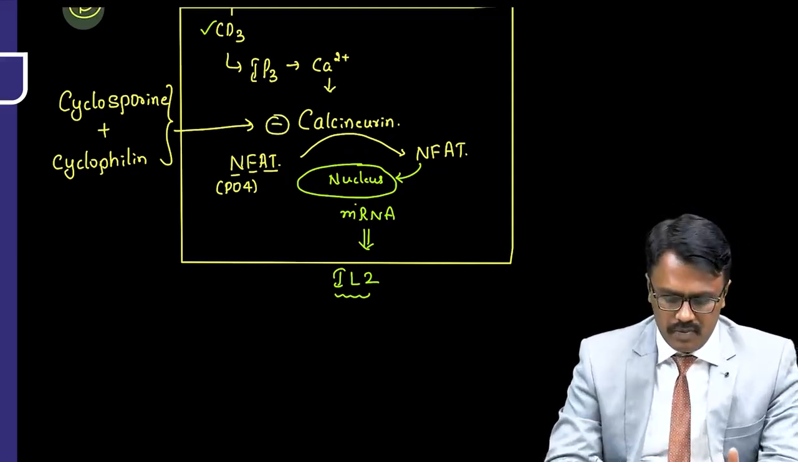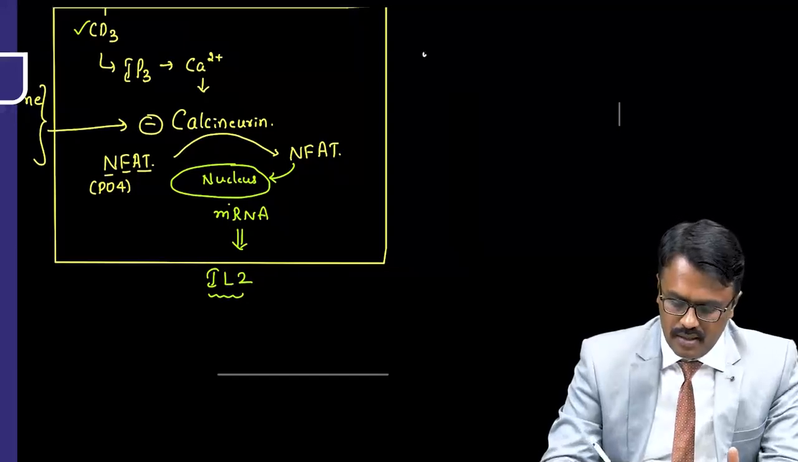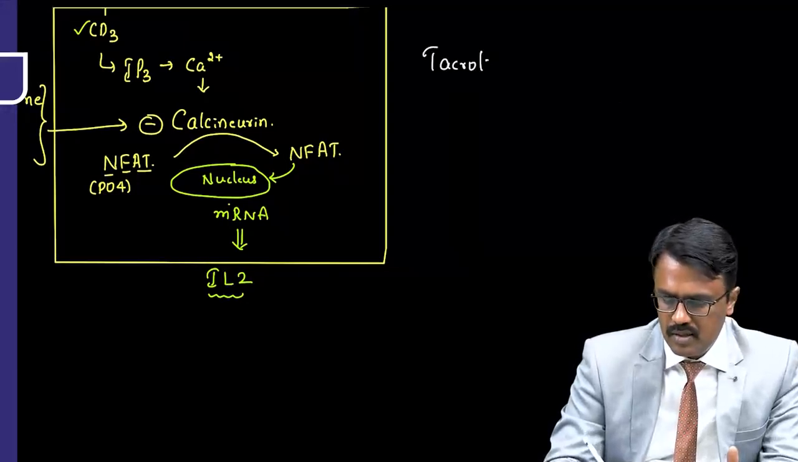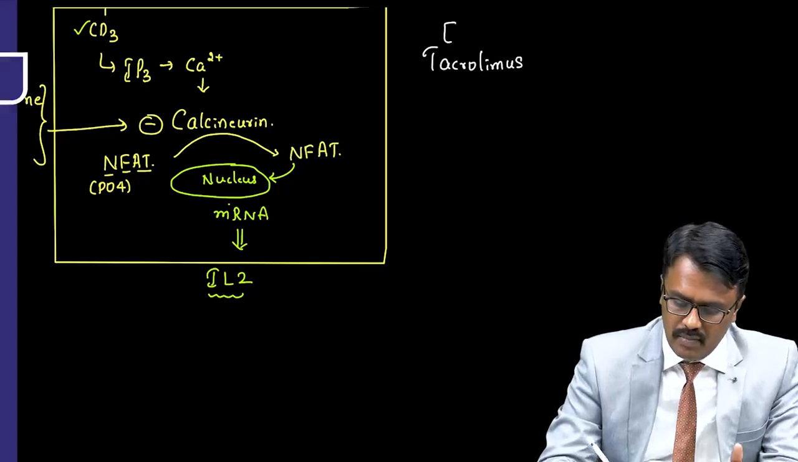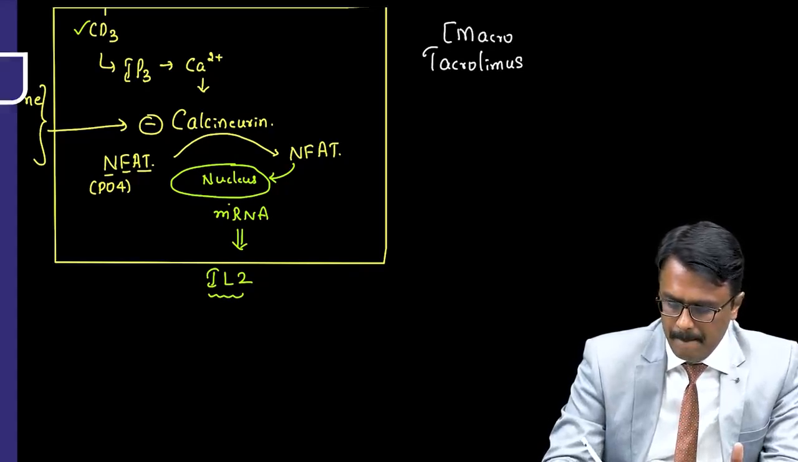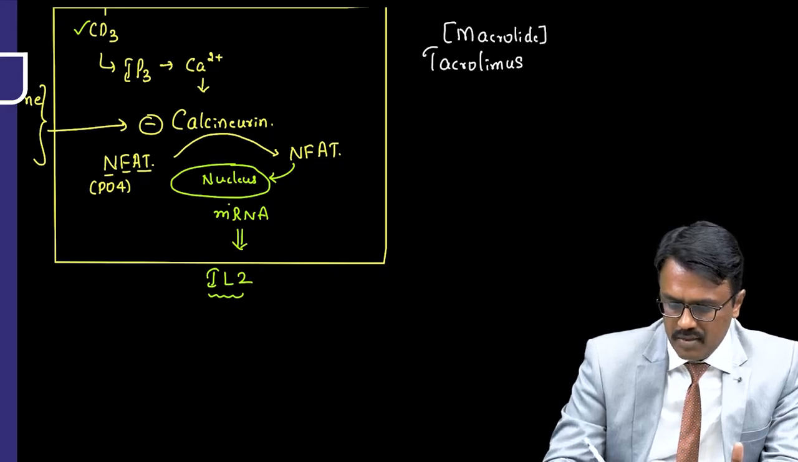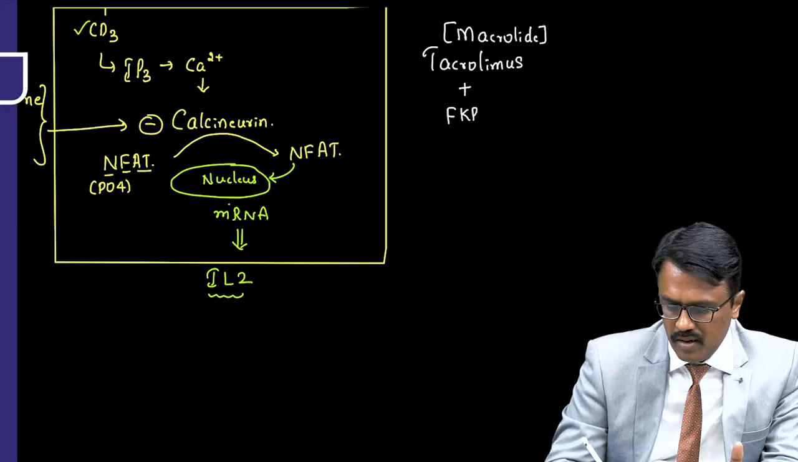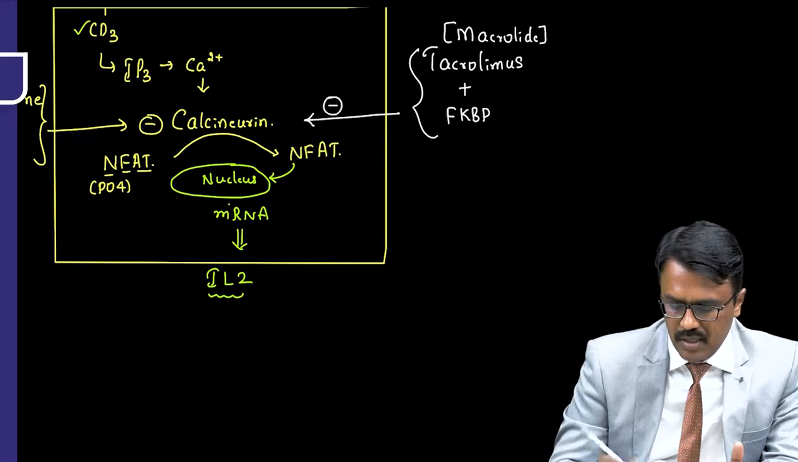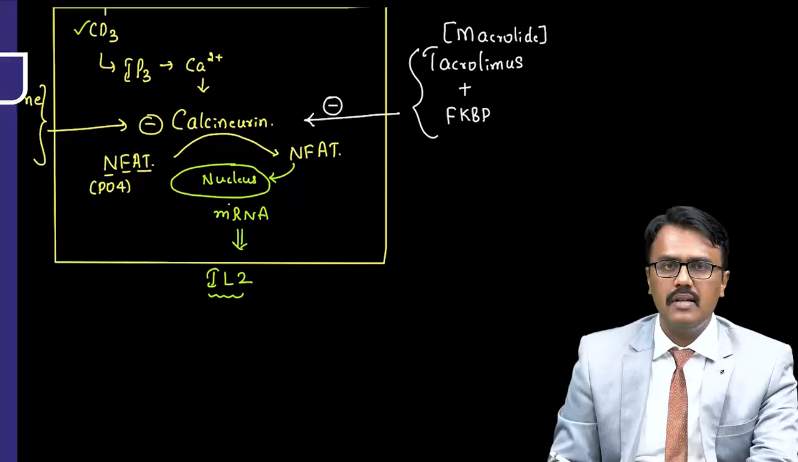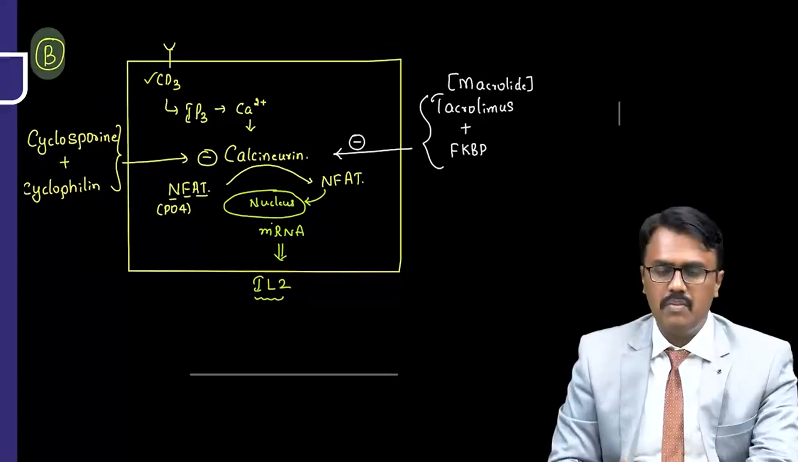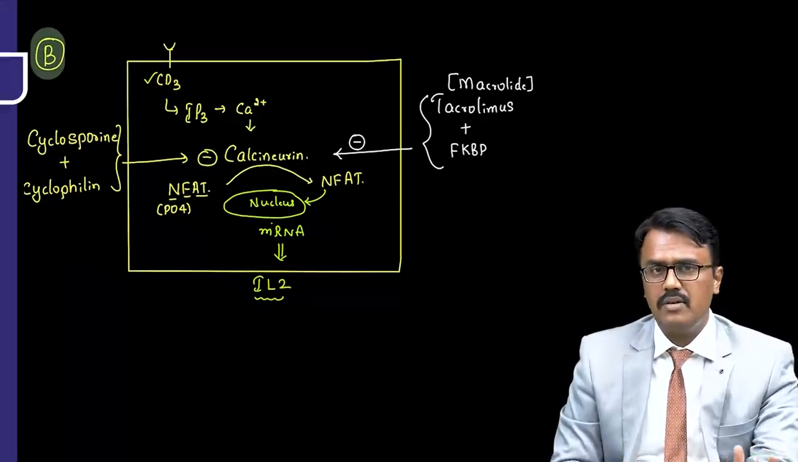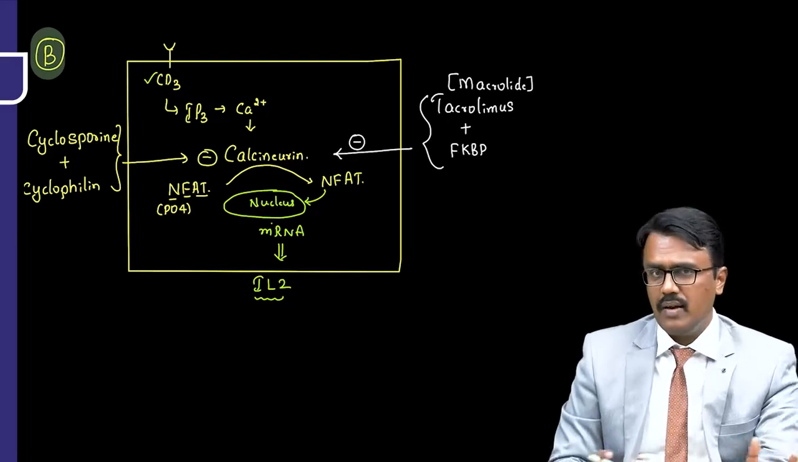Now one more drug which inhibits calcineurin is tacrolimus. Many a time they will ask you the derivation of tacrolimus. It's a macrolide derivative. This tacrolimus will bind to FK binding protein, and after binding, this combination will inhibit calcineurin. So this is their mechanism of action. Most importantly, they will ask in the exam: name the calcineurin inhibitors, cyclosporin and tacrolimus.